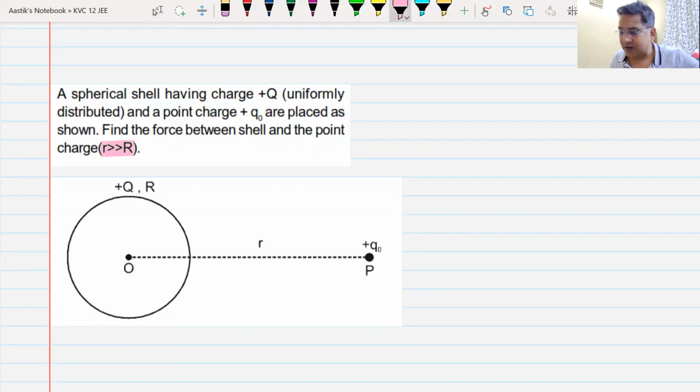Can anyone tell me what is the meaning of this condition? Small r is very large compared to capital R. Small r is the distance between the shell and the point charge, and capital R is the radius of this shell. Why is this given? Why is this thing given?